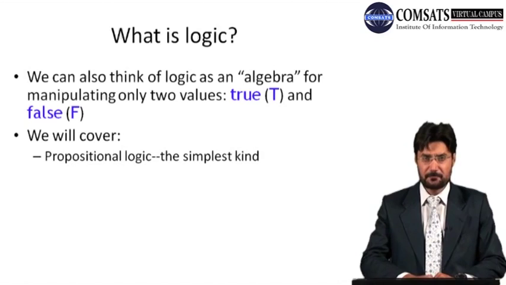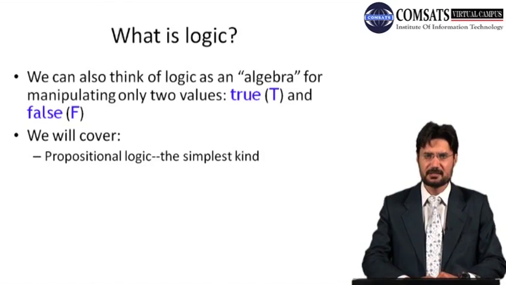So first of all, we need to understand what logic is. We can also think of logic as an algebra for manipulating only two values, true and false. So what we can say logic is, is that it is exactly working like algebra. It can be either true or it can be false.